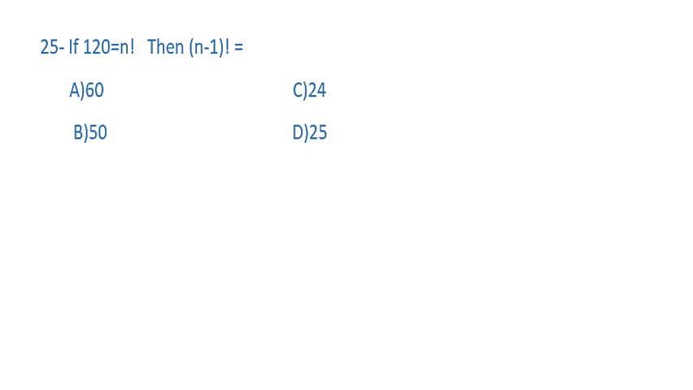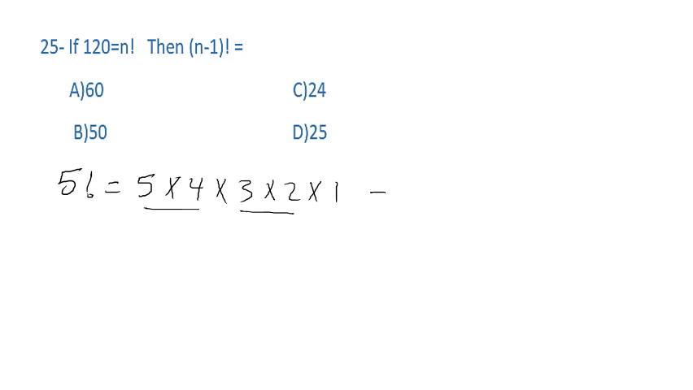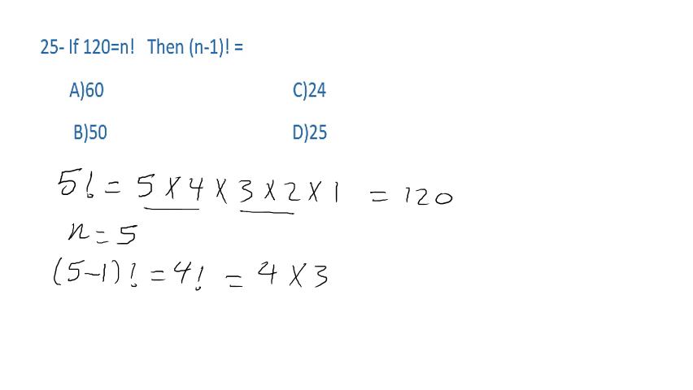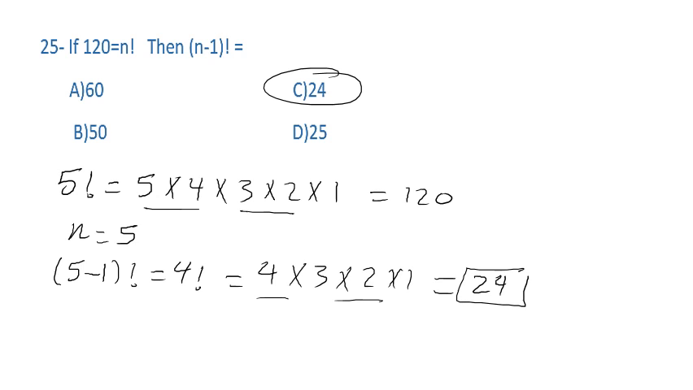If 120 is equal to n factorial, then what is n minus 1 factorial? We know that 5 factorial is equal to 5 times 4 times 3 times 2 times 1, which is equal to 6 times 20, which is equal to 120. So n is equal to 5. Now n minus 1 factorial, so 5 minus 1 factorial, which is equal to 4 factorial. So it's 4 times 3 times 2 times 1, which is equal to 6 times 4, equal to 24. So the right answer is C.